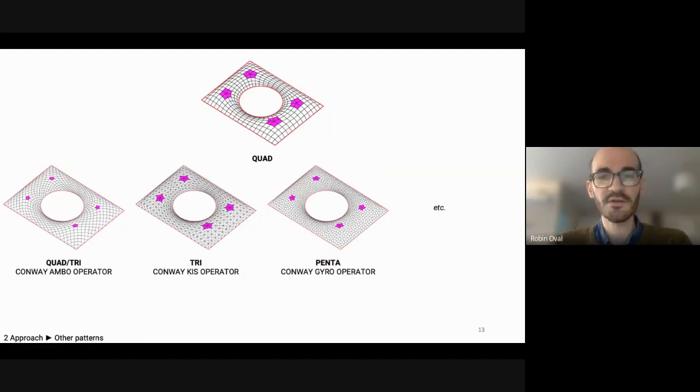Because quad meshes are generic objects, you can still apply different patterns on them. I will just mention the Conway operators that will allow you here, in that case for instance, to get a pentagonal or triangular or diagonal mesh from this initial quad mesh, and that will give you these equivalent singularities in pink.